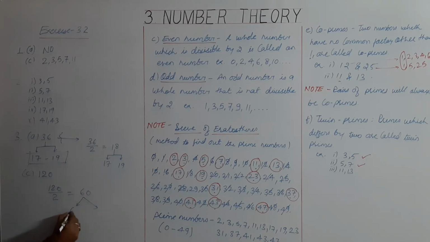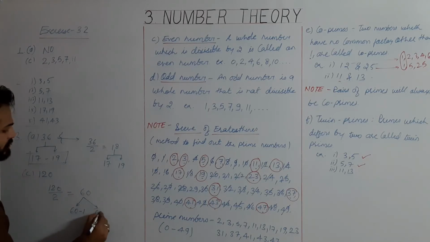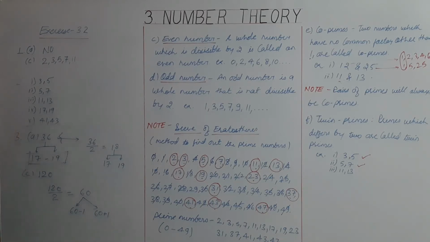Then just add and subtract 1 from this number. So 60 minus 1 is 59, and 60 plus 1 is 61. So this is the answer. The pair is 59 and 61.